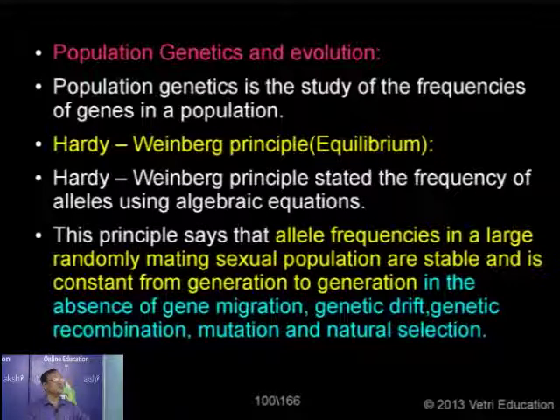So these are all the factors which affect the Hardy-Weinberg principle: gene flow, mutation, genetic drift, genetic recombination, and natural selection. That is why I have given the definition in this manner. The allelic frequencies of a large, randomly mating, sexually reproducing population remain constant from generation to generation, in the absence of mutation, selection, genetic recombination, and gene flow.